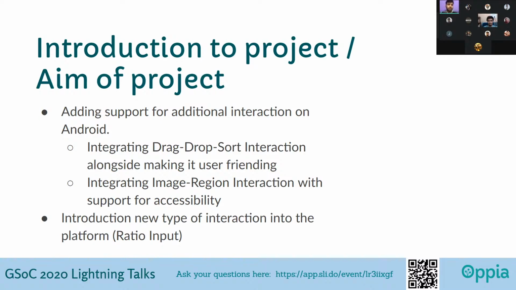Along with that, I would be adding a new type of interaction into the platform, a dedicated math interaction called ratio input. Right now we do have the ratio interaction, but that is not a dedicated ratio interaction. With the new one, we would be using colons instead of commas or anything else. There will be constraints for this, and it would be more user friendly for ratios. Next slide, please.